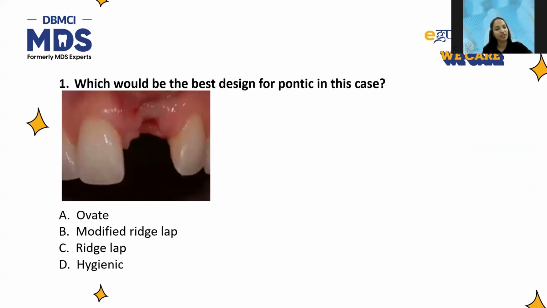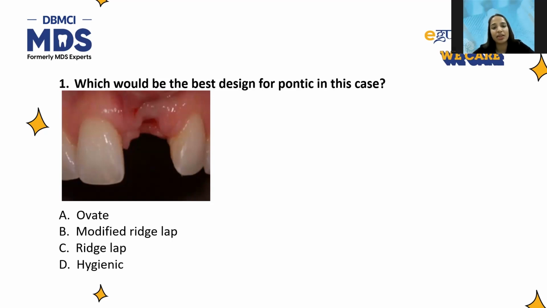We begin with the first question here. What would be the best design for Pontic in this particular case? Now, this is an image-based question. And I have always stressed and tried to guide our students that Pontic is a very important topic. The same has been reflected here. Pontic is an extremely important topic from the exam point of view. This time from Pontics, we see an image-based question.